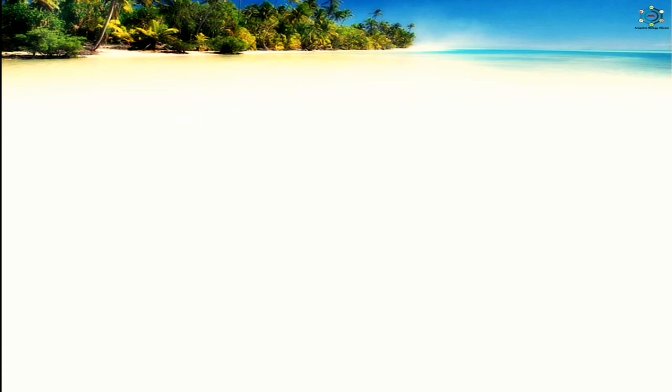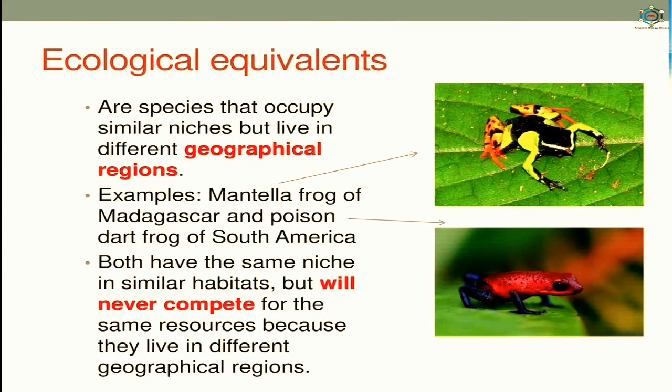Now, after this, here you can see ecological equivalence. It means different species in similar niches. So, what are ecological equivalents? They are species that occupy similar niches but live in different geographical regions. For example, the Mantella frog of Madagascar and the poison dart frog of South America. Both have the same niche in similar habitats, but will never compete for the same resources because they live in different geographical regions.